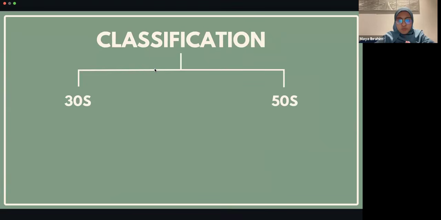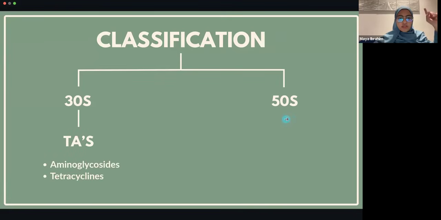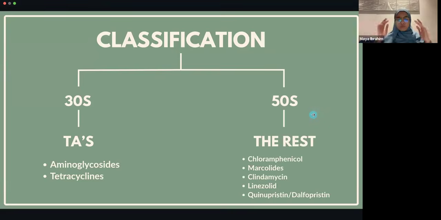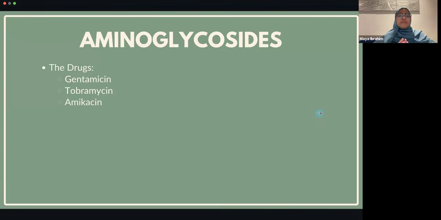Now, for the actual important part, classification of protein synthesis inhibitors. How I like to think of them is that they either inhibit 30S or they inhibit 50S. The ones that inhibit 30S are the TAs, the teacher's assistants: tetracyclines and aminoglycosides. The ones that inhibit 50S are the rest: chloramphenicol, macrolides, clindamycin, linezolid, quinupristin, dalfopristin.